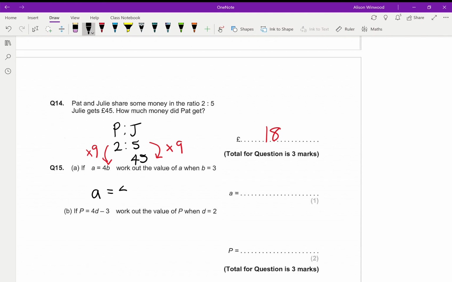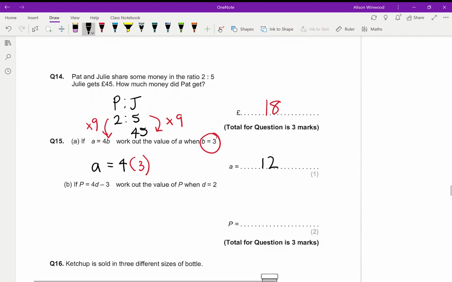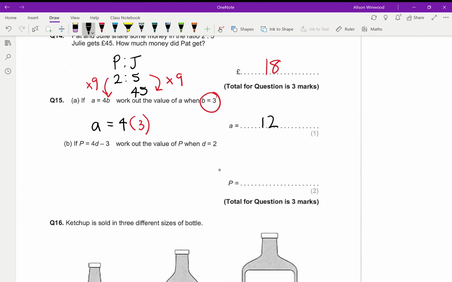A equals 4, and B we're substituting for a 3. Type into the calculator and we get 12. P equals 4. D we're replacing with a 2. Subtract 3. Put that in the calculator and we get 5.